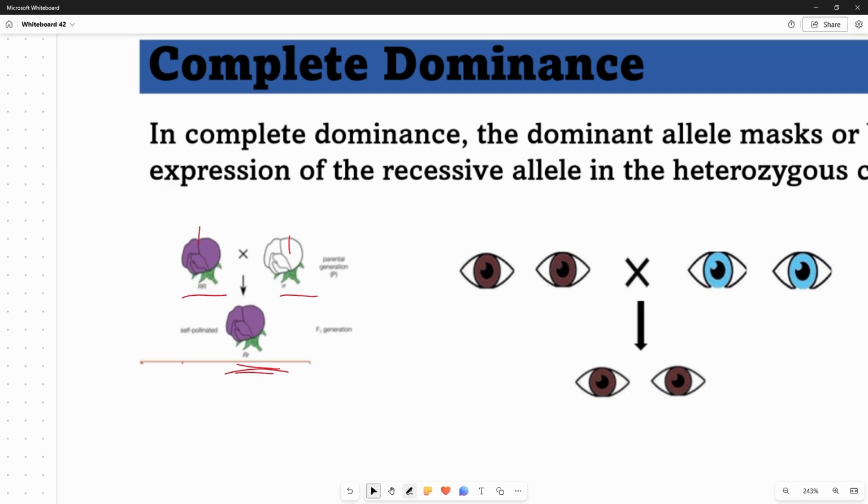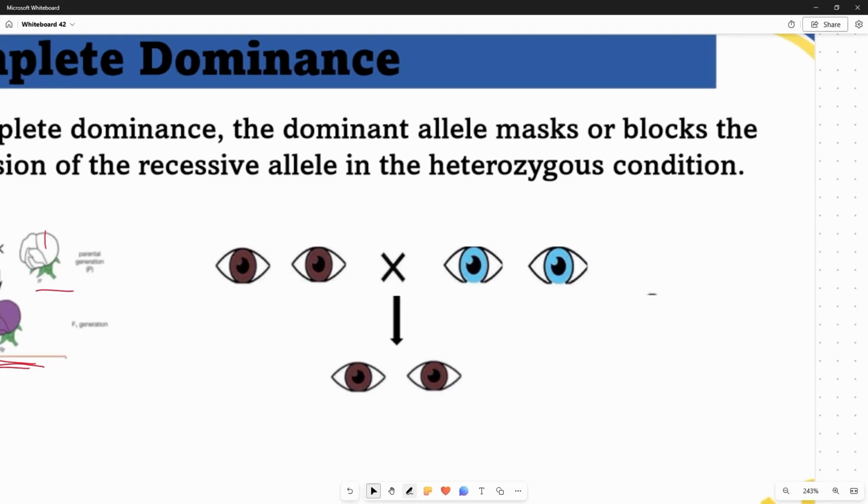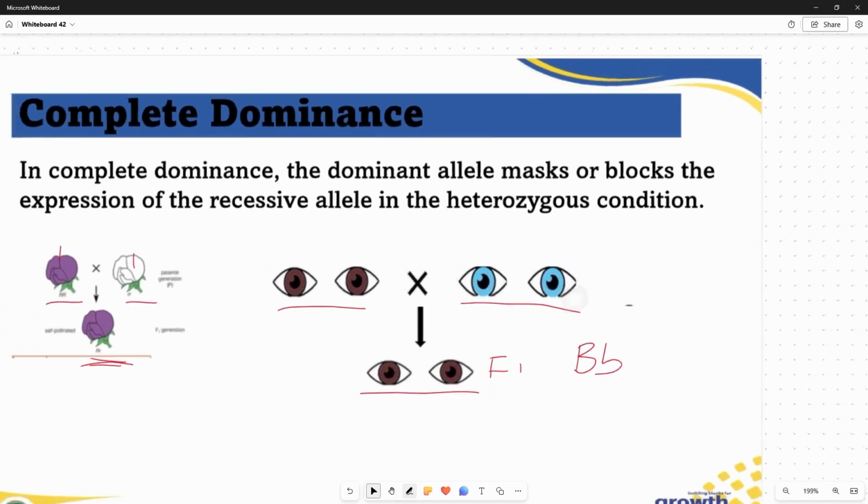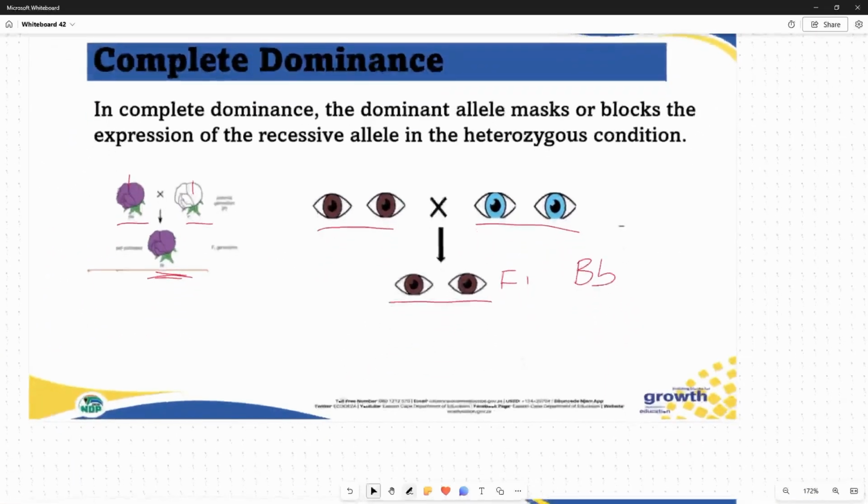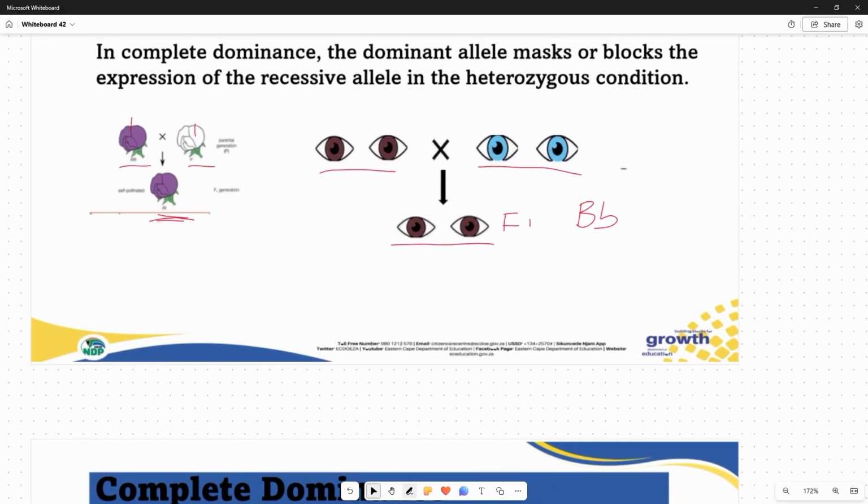Now, let us look at the second example that we have here. We have an individual with brown eyes crossed with an individual with blue eyes. But now all the F1 offspring have brown eyes. So it means that all of these have to be heterozygous. So what it is showing us here is complete dominance: when you have a recessive allele and a dominant allele, the recessive allele is masked in the heterozygous condition. It is only the dominant allele that will show in the phenotype of the offspring.